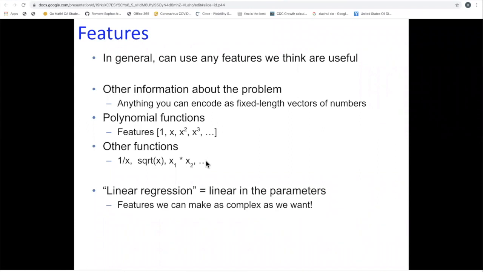So in general, the linear regression methodology we talked about is a pretty powerful methodology. The method does not mean that your final predictive function is linear.